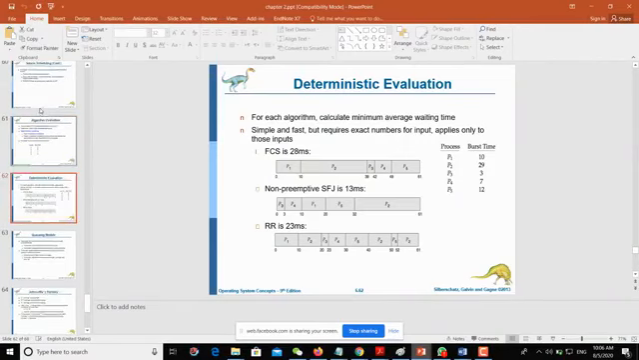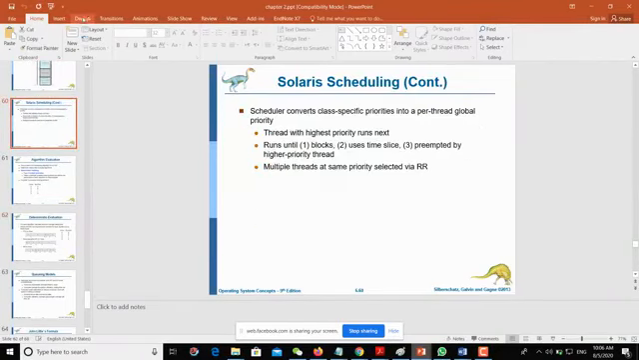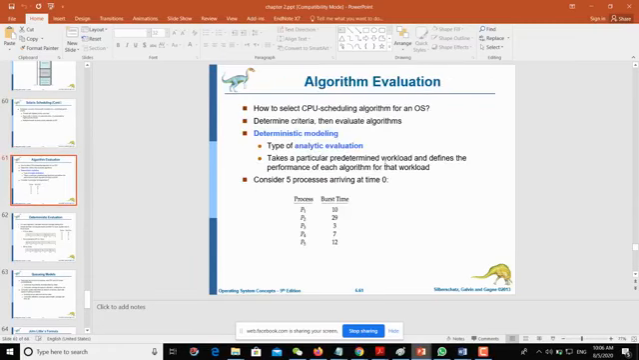Last time, if you remember, I taught you Solaris scheduling, how scheduling normally takes place in the Solaris operating system. So you know already about this. I would like to go ahead and we'll start algorithm evaluation.